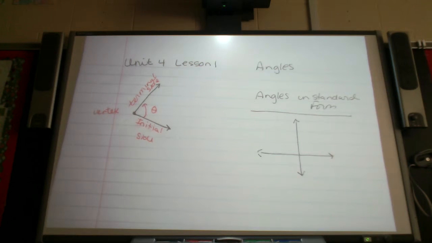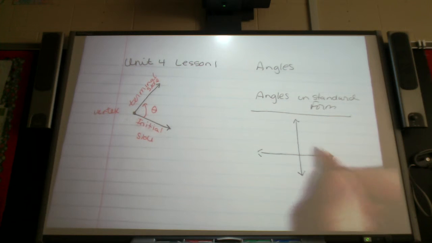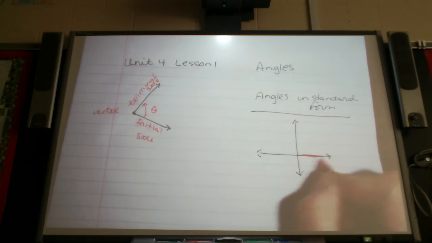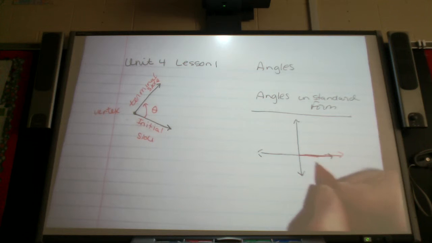An angle that is in standard form has its initial side right here.